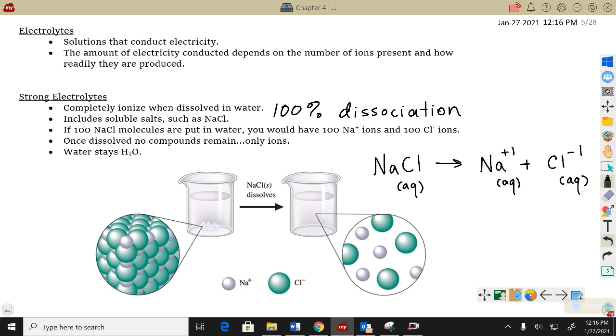And by saying that it's a strong electrolyte, we mean this happens 100% of the time. So if I had 100 sodium ions and chlorine ions packed tightly in a crystal lattice, I put that in water, and by the time it fully dissolves, you would have 100 sodium ions, 100 chlorine ions, none of this. There's nothing that's chemically bonded together. It's all ions.